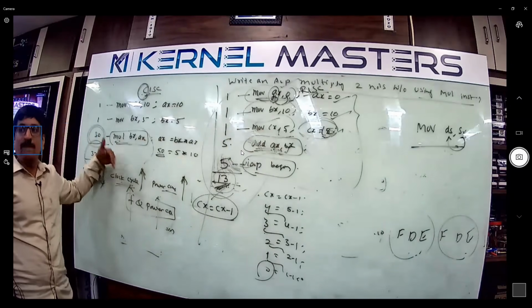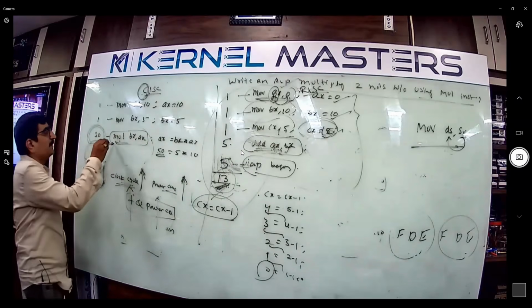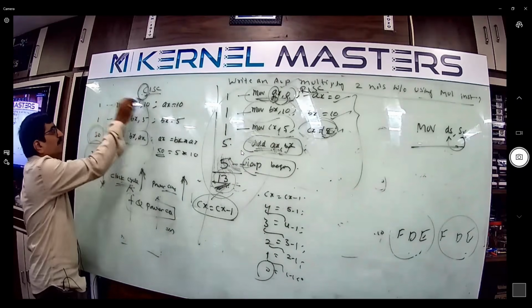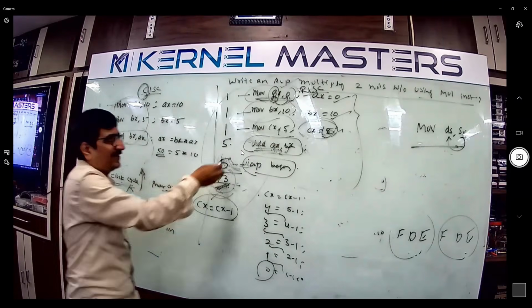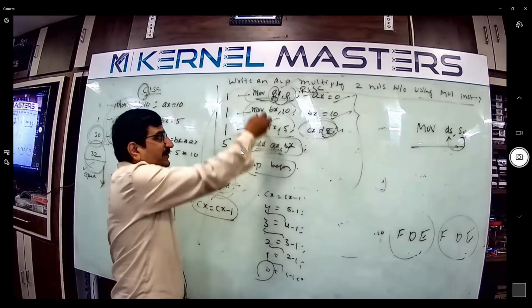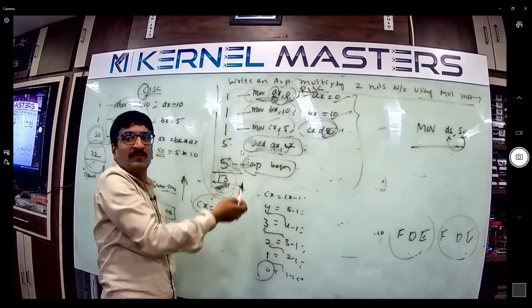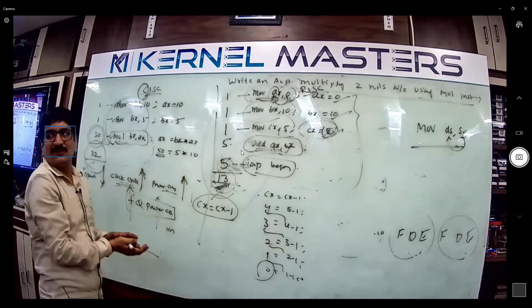So what happened here? The main advantage: here some advantage will be there. The program is very small, easy to understand. Your program is lengthy, your instructions are more, but the cycles are less. That is the advantage. Here some benefit is there. Your program is small.